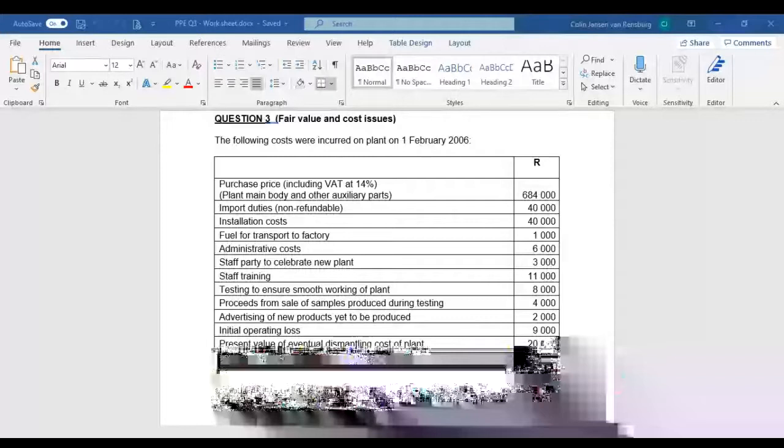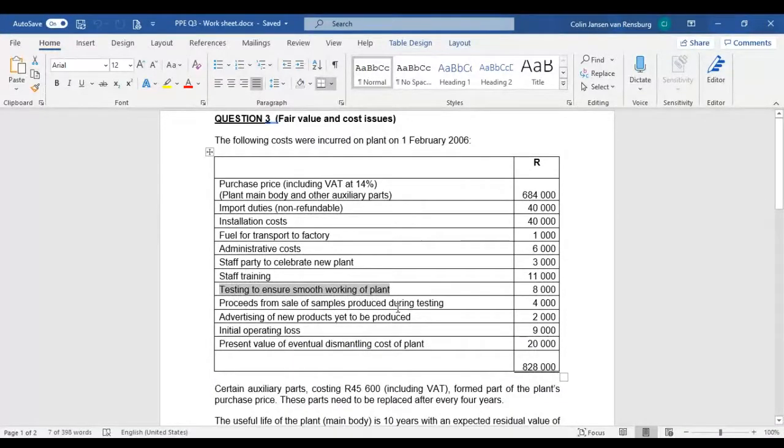They say proceeds from sale of samples produced during the testing. Now, remember, this is during the testing phase, right? So you weren't sure whether the plant is working correctly yet. So you are still tweaking and adjusting to make sure that it is working properly. But then you see that the last number of samples that you have produced were actually perfect. So now you are able to sell them.